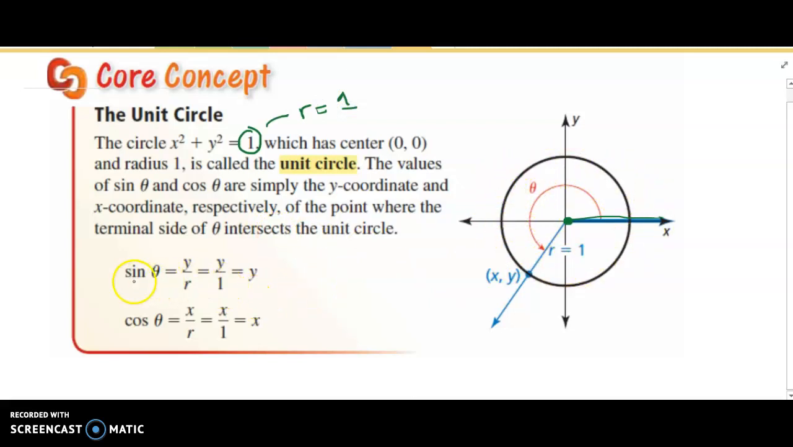When we do that, the sine of theta is y over, remember it used to be y over r, now it's y over 1, which simplifies to y. And my cosine of theta is x over r, but if my r is 1, it's just x over 1, which is just x. So when I have my unit circle, if I know the coordinates of my point, that means my x value is the value of cosine, and my y value is the sine. And it makes things a lot easier.